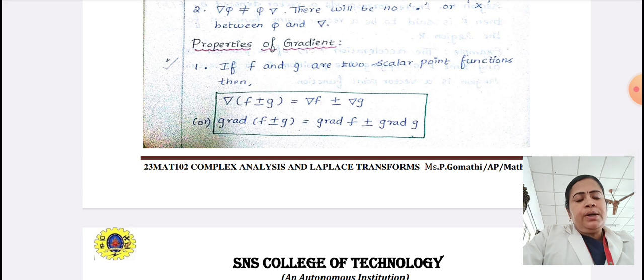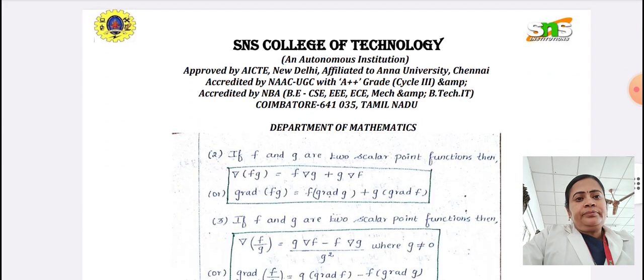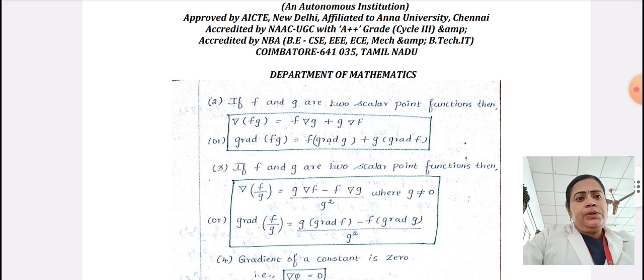Now let us see some properties of the gradient. The first one: if f and g are two scalar point functions, then del of f plus or minus g equals del f plus or minus del g. So we can separate these two. The next one: if f and g are two scalar point functions, then del of fg equals f into del g plus g into del f.